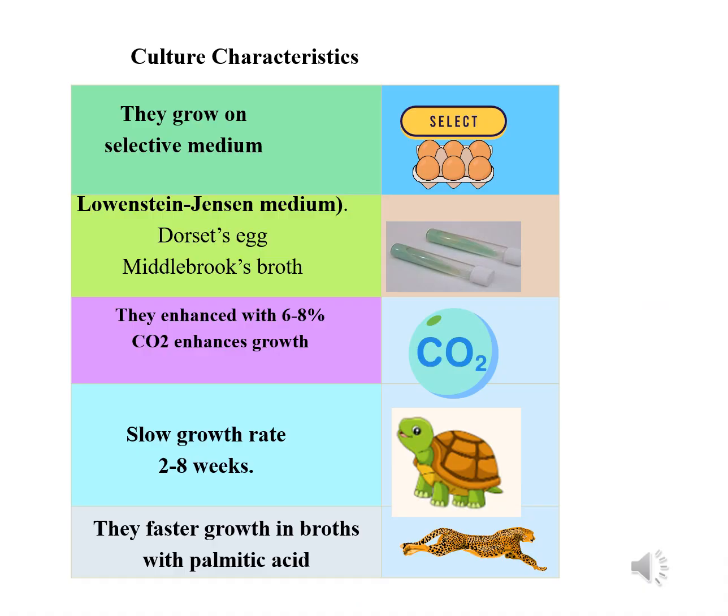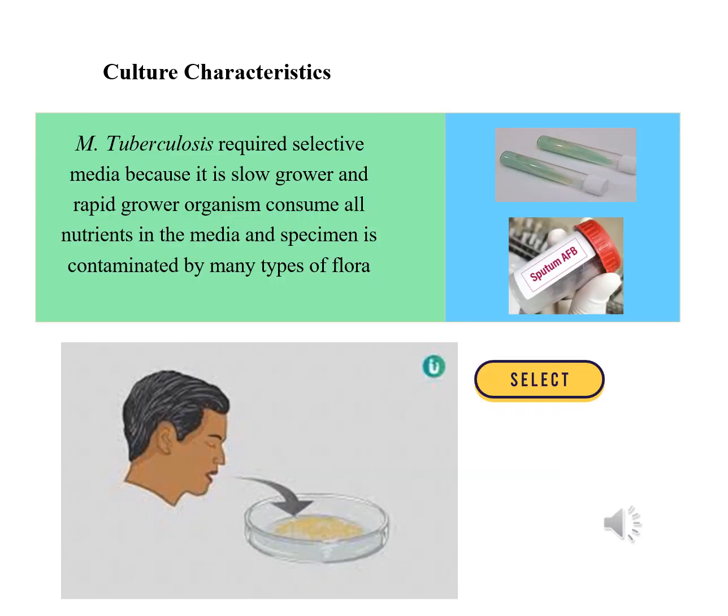M. tuberculosis grows only on egg-selective medium, Lowenstein-Jensen medium. It is an obligate aerobe, but 5 to 10% CO2 enhances growth. It has a slow growth rate, from 2 to 8 weeks. M. tuberculosis requires selective media because it is a slow grower, and rapid grower organisms consume all nutrients in the media, and the specimen is contaminated by many types of flora.